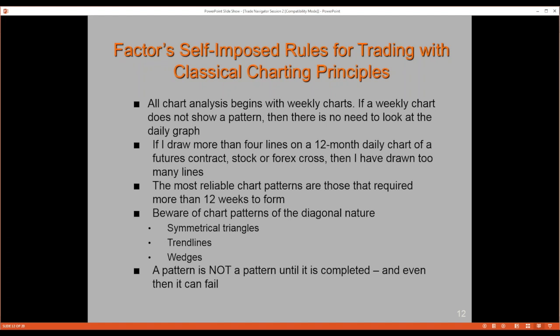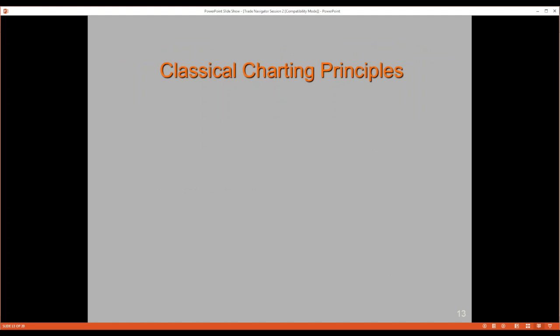Beware of diagonal patterns. And then finally, a pattern is not a pattern until it's completed, and even then it can fail. Oftentimes I'll talk about patterns, and usually I'll talk about possible patterns. There's a possible head and shoulders, there's a possible rectangle, and there's a possible this or that. That doesn't mean that I believe there is a head and shoulders. It's really not a head and shoulders pattern until it's completed, and even then it can fail.